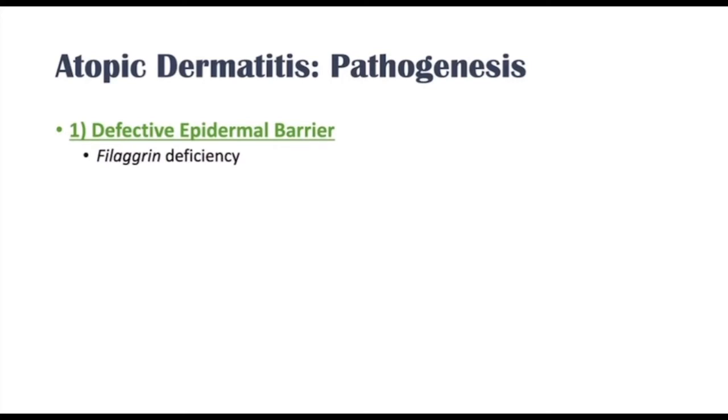So what causes atopic dermatitis in the first place? The pathogenesis of atopic dermatitis involves 2 separate categories. The first is a defective epidermal barrier. So this makes sense. Atopic dermatitis is an issue with the skin, and the epidermal barrier is your skin, so something is defective with this. And it's actually related to a protein known as filaggrin. And with regards to atopic dermatitis, often cases will have a filaggrin deficiency.